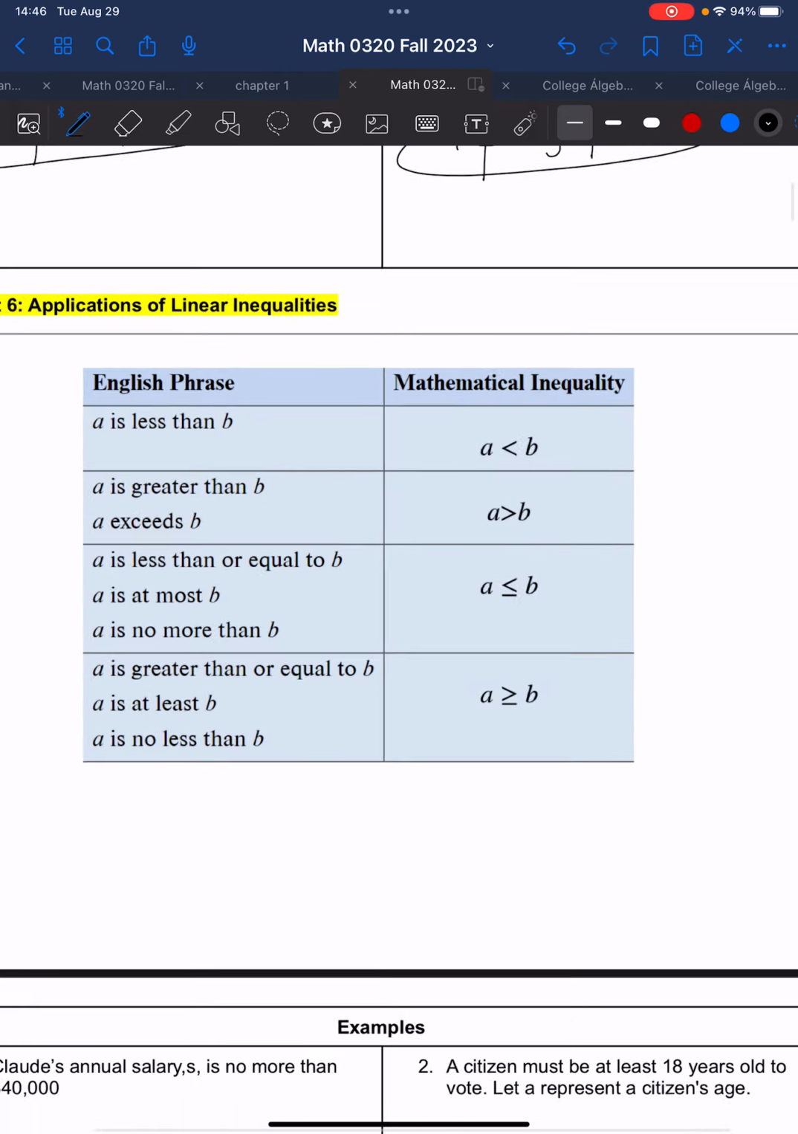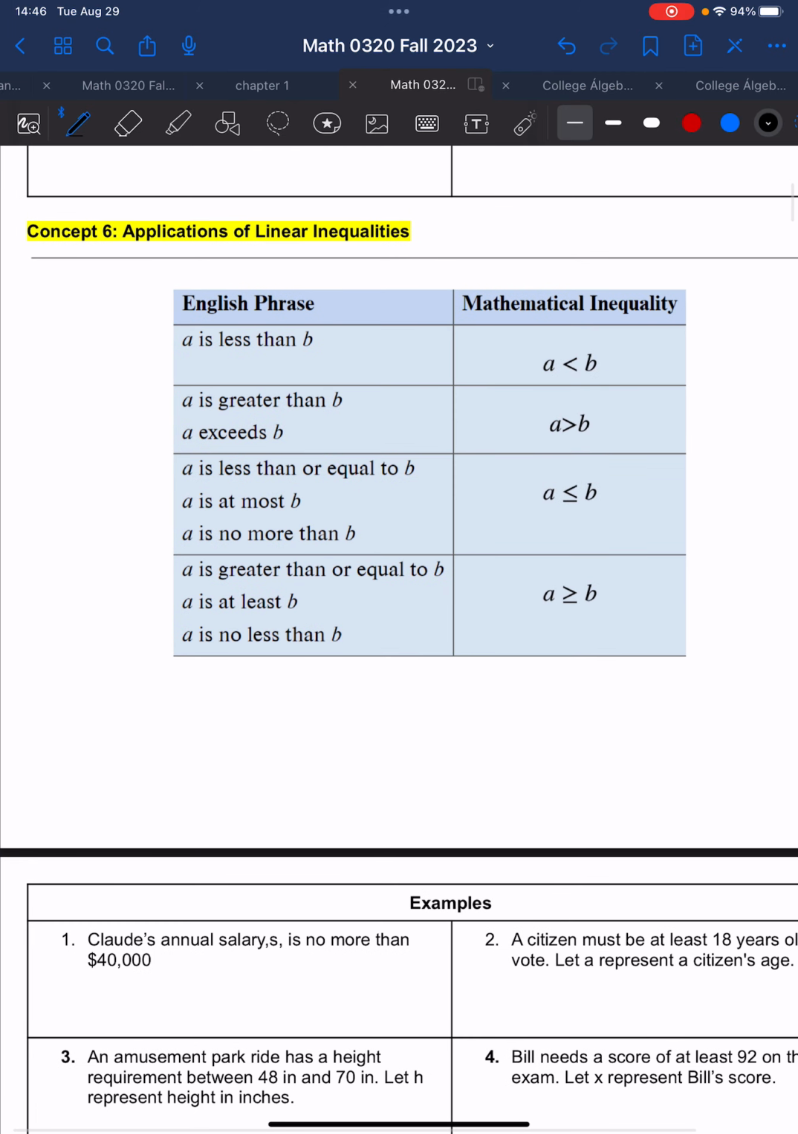Okay, then I believe this is the last concept, concept 6, which is applications of linear inequalities. Remember, when you see the word applications, that means word problems.